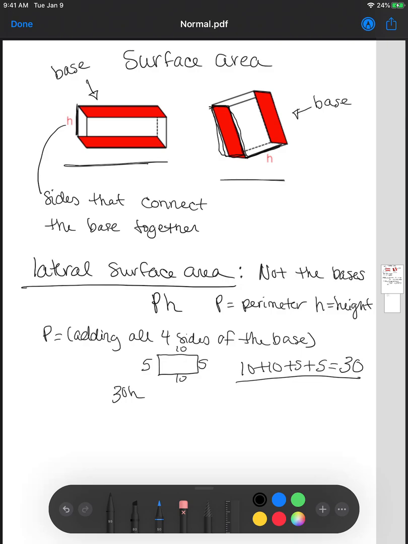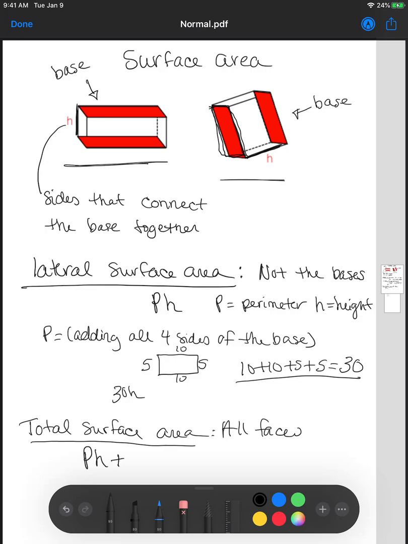All right, and then the next one we have is total surface area. And that's everything. That's all faces. It's the bases, the faces, all of it. And the formula for that is PH plus 2B. And this PH, we talked about it up here. So it's exactly the same. It's the perimeter times the height. So you take that part, then add it to our next part right here, which is 2B.